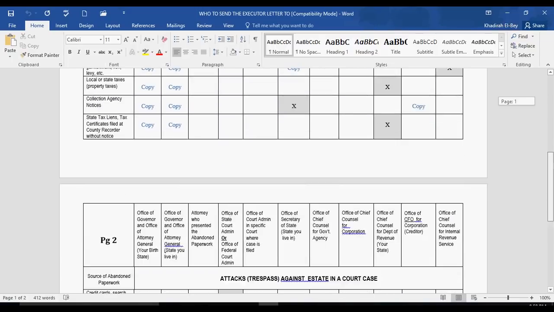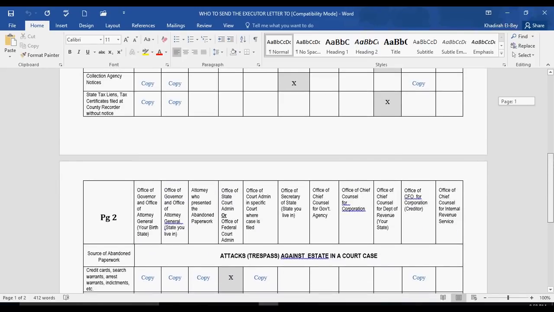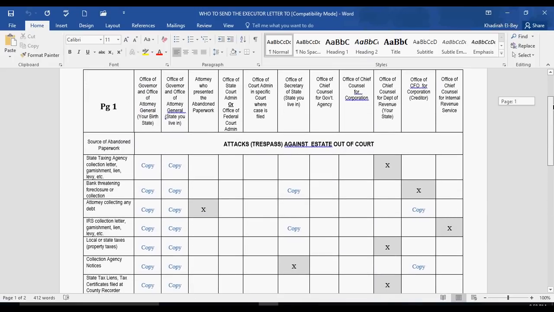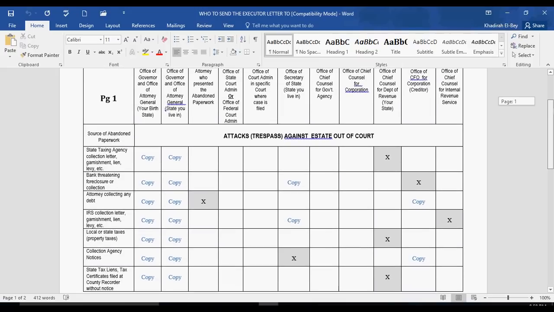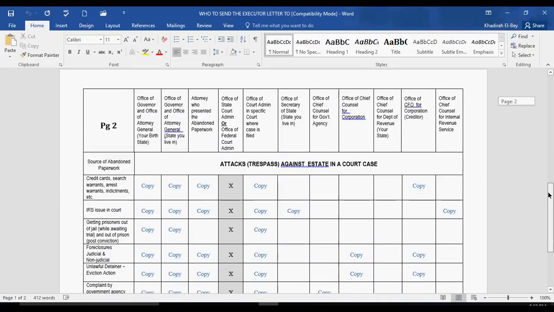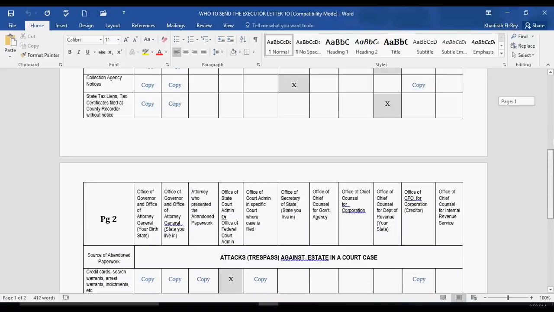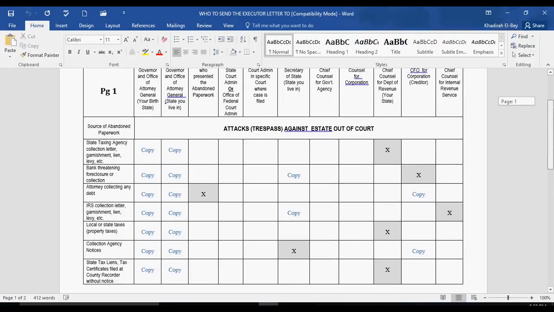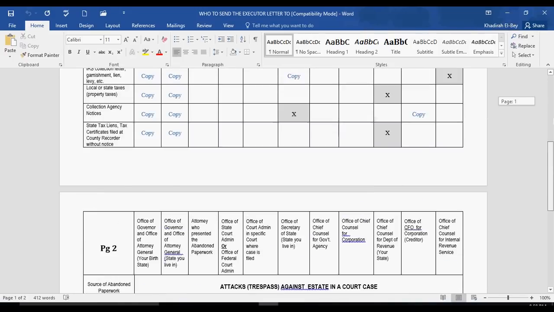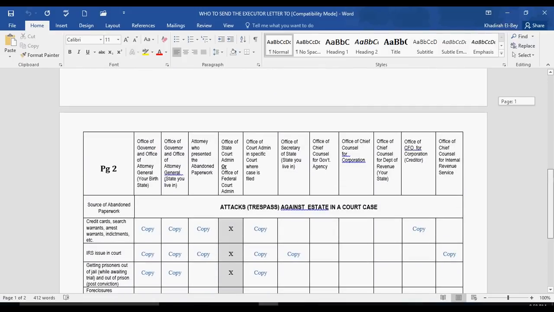IRS issues in court. Office of Governor and Office of Attorney General. This is in-state, out-of-state, the attorney who presented the abandoned paperwork. Office of State Court Administrator or Federal Office of Court Administration, specific court where the case was filed and recorded. Office of Secretary of State, the state you are in. And Office of Chief Counsel for Internal Revenue Service.